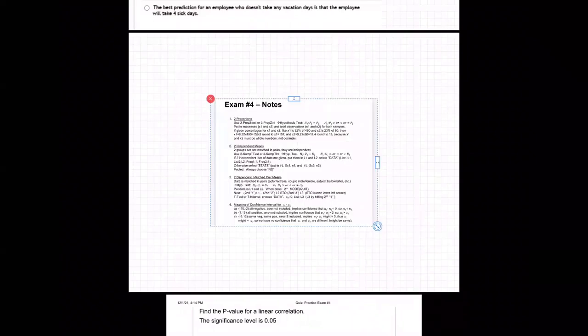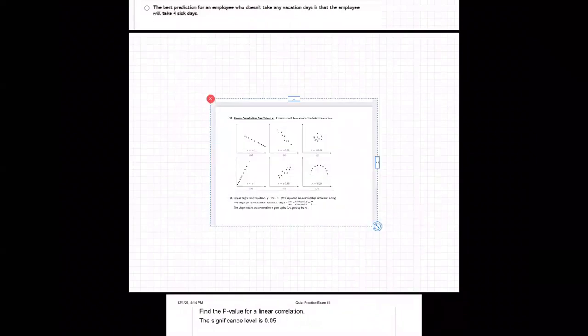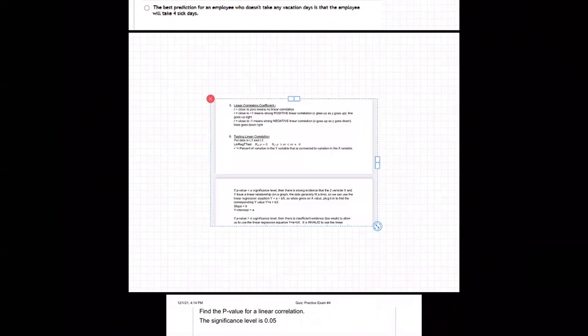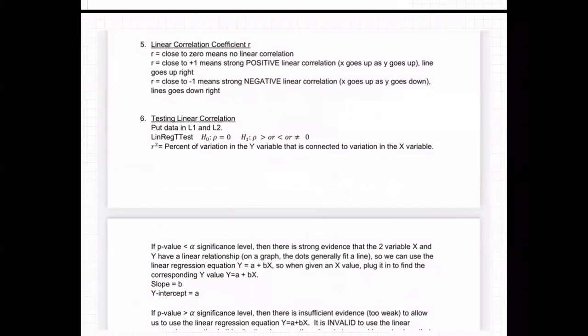I think is it right? No, not that one. Maybe I'll have to. Yeah, there it is. All right. This is the notes here. So here's the exam 4 notes. And here's linear correlation number 6, right?